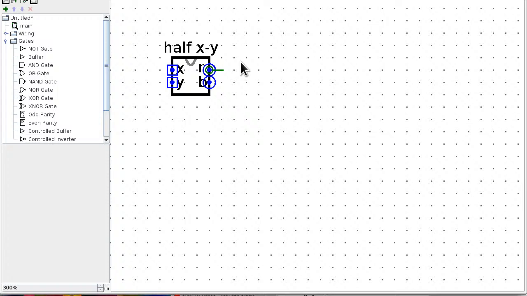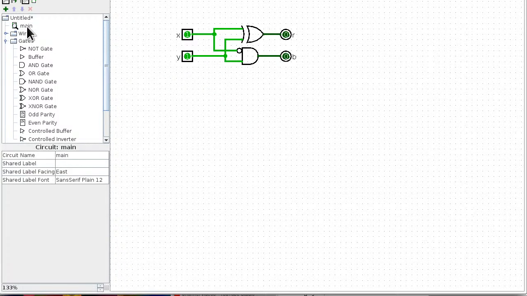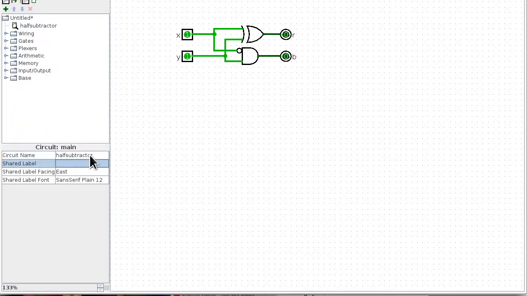All right. So now we go change the name of the circuit because it's definitely not main. Okay, it is a half subtractor. Half subtractor, like so. So the next thing we do is to implement a full subtractor.